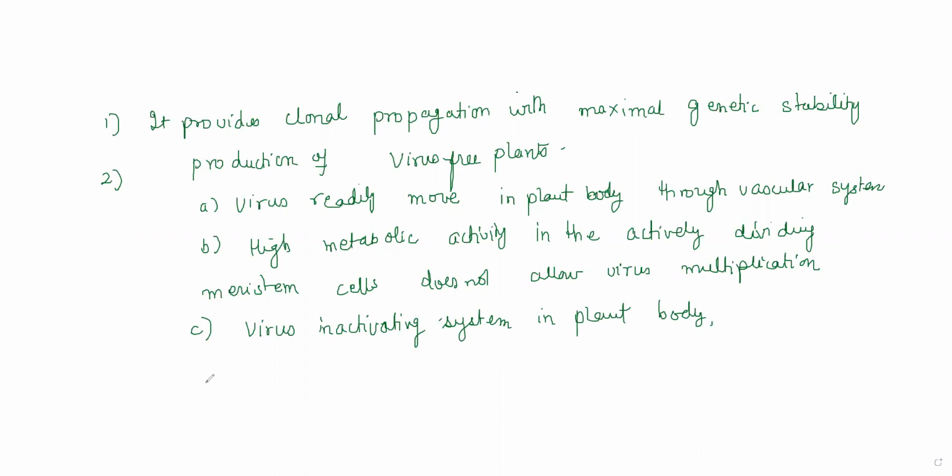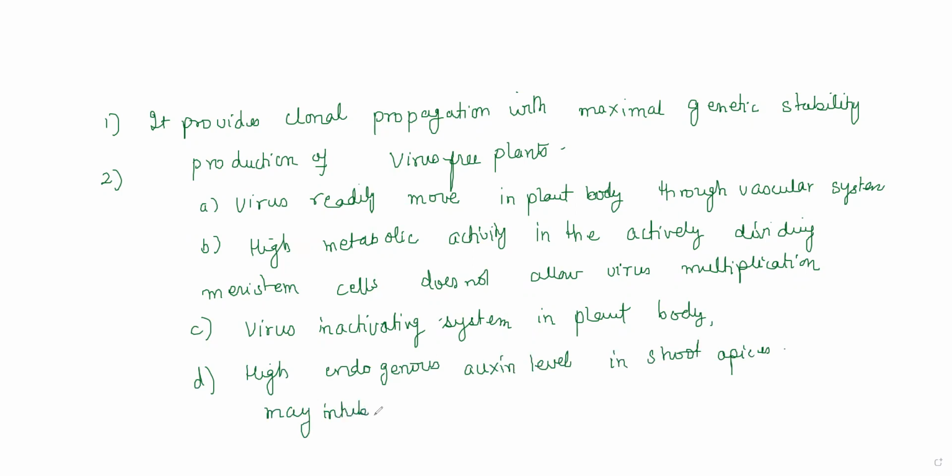And the last reason why the meristem does not have a virus is the high endogenous oxygen levels in the shoot apex that may inhibit the virus multiplication.